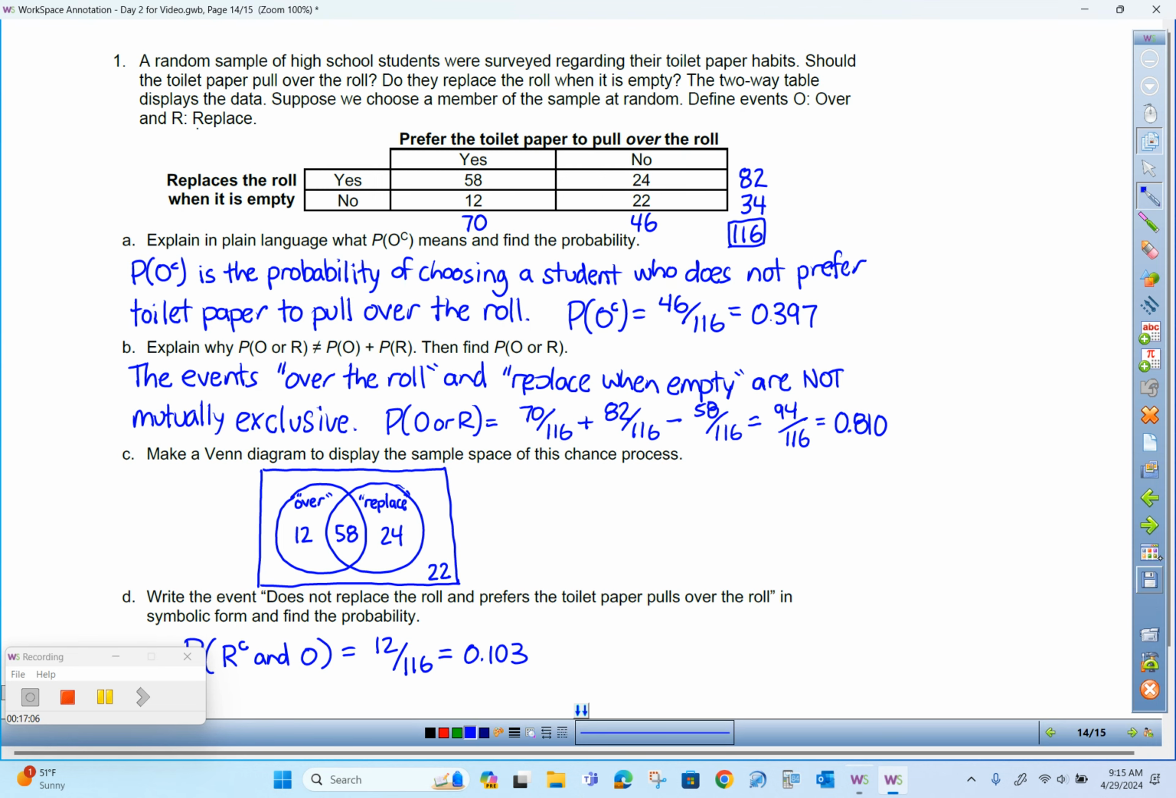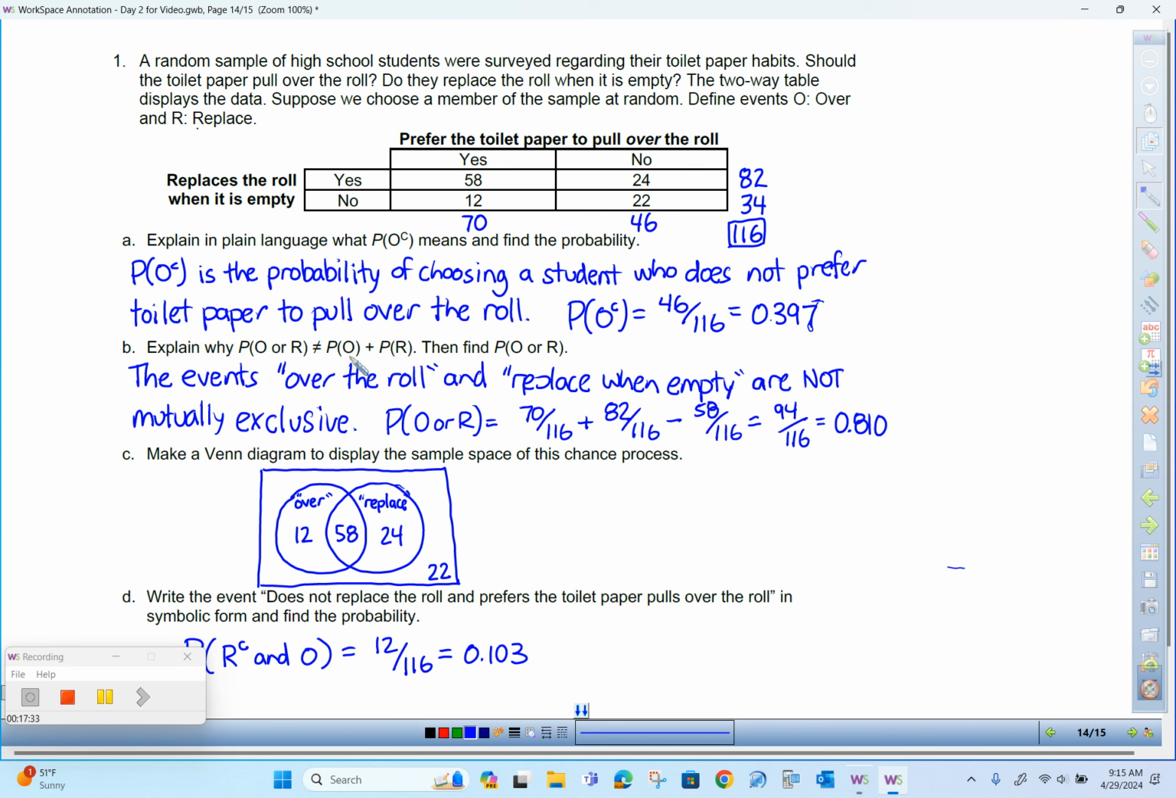Okay, first one here. Hopefully you got that O^C is not preferring to pull the toilet paper over the roll. So something like the probability for that, P of choosing a student who does not prefer. And that was 46 out of the 116 as a decimal there. I do want you to, if you can write it exactly, do so. So if this was a repeating 6, please write it like that for me.